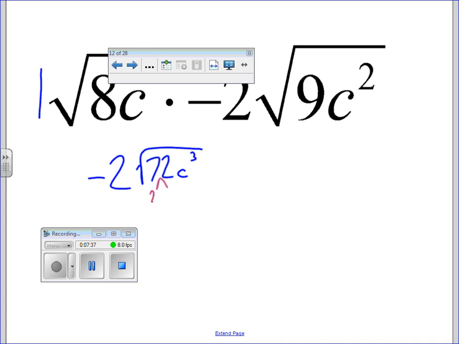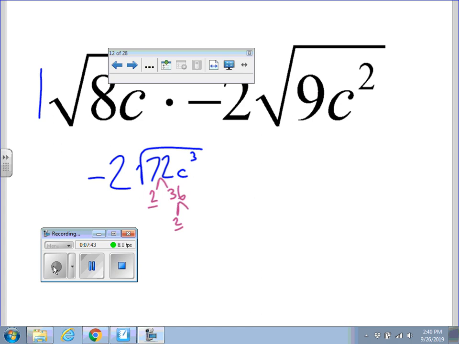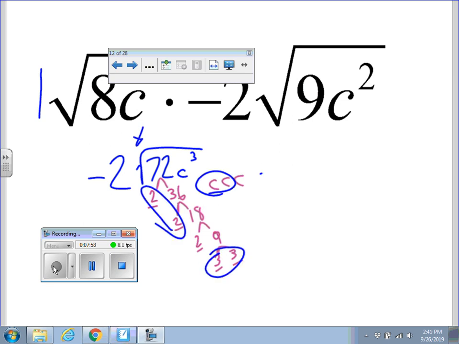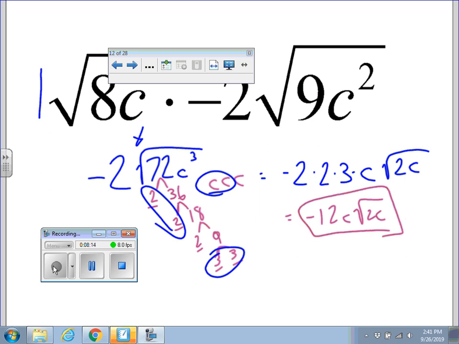72 is even. 2 and 36. So 36, 2 and 18, 2 and 9, 3 and 3. C cubed is the same as 3 C's. So the rules of the game are pairs. I see a pair of 2's and a pair of 3's and a pair of C's. Now what was already outside, a negative 2, I'm going to multiply that by 2 and 3 and C, and what's left inside, we've got a 2C. Cleaning that up, that's going to get me negative 12c square root of 2c.